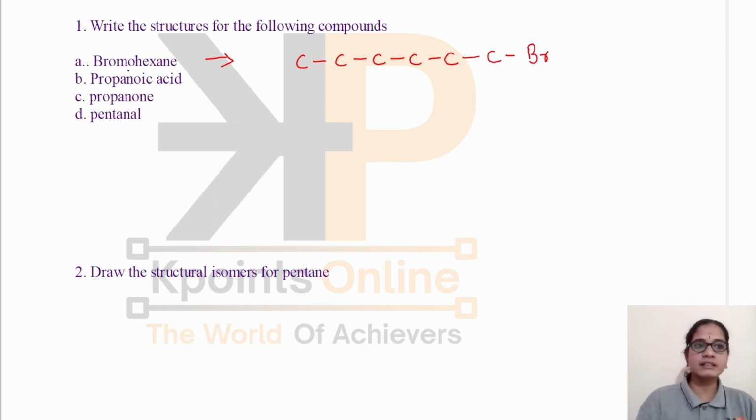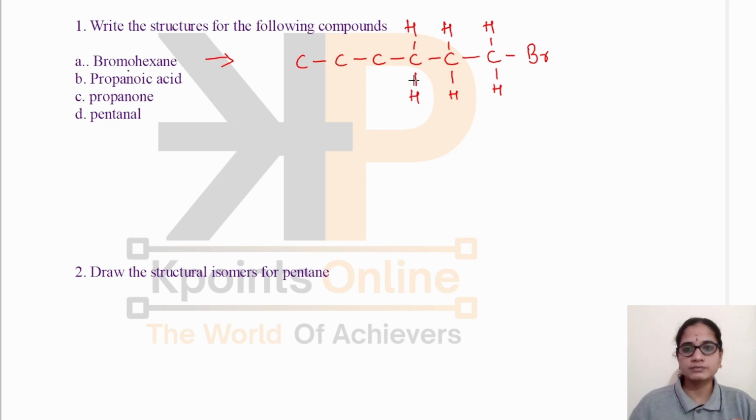Then satisfy the remaining valencies of carbons by writing the hydrogen atoms here. Each carbon should get 4 bonds. This is the structure of bromohexane. Hex indicates that it consists of 6 carbon atoms, so I have written 6 carbon atoms in a chain, and I have written Br for the bromo functional group. It will be bromohexane. Okay, this is the answer for A.